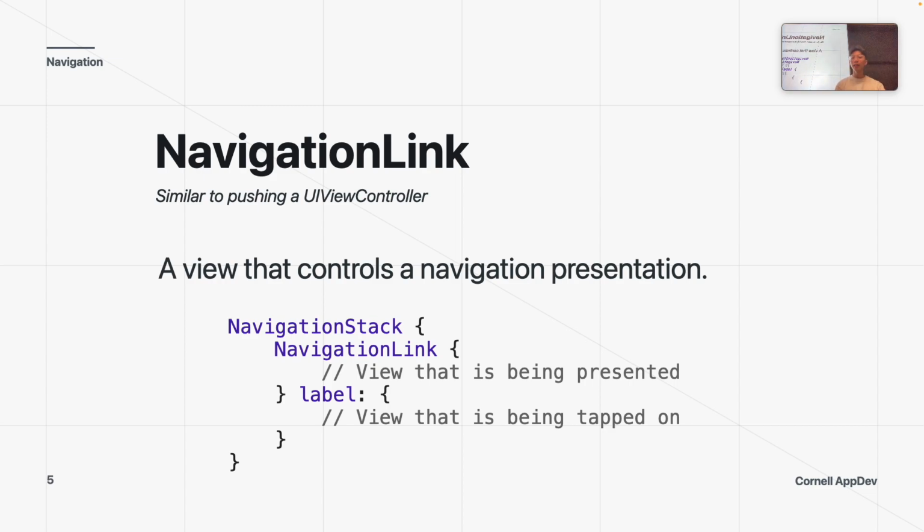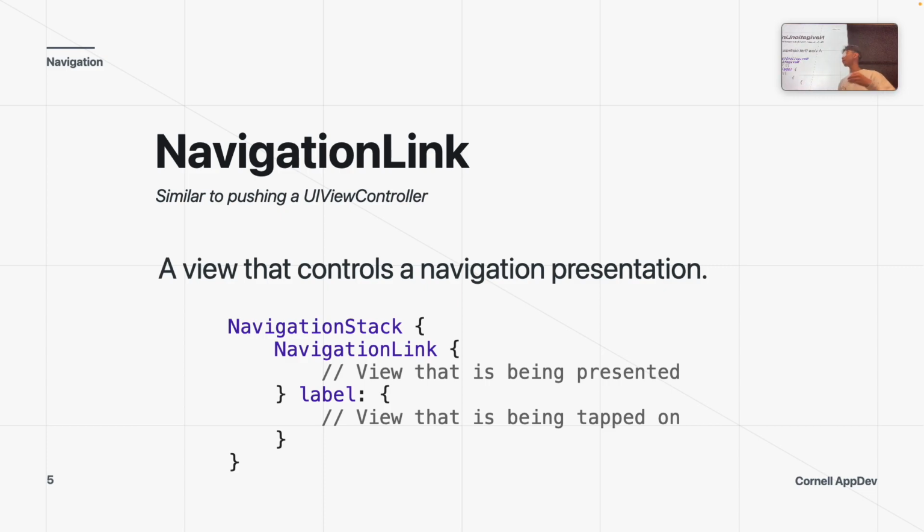Now, a navigation link is similar to pushing and popping a UI view controller. So inside of this navigation stack, I have this navigation link. Inside of that navigation link, the first thing I provide is the view that you want to present, the view that you want to push, whereas the label would be the view that you're tapping on.